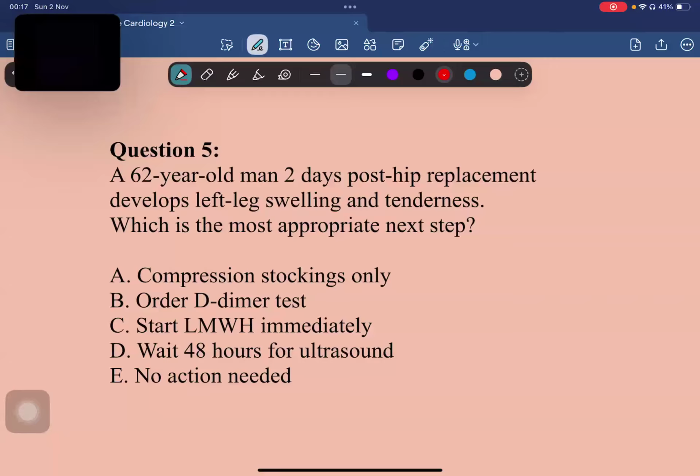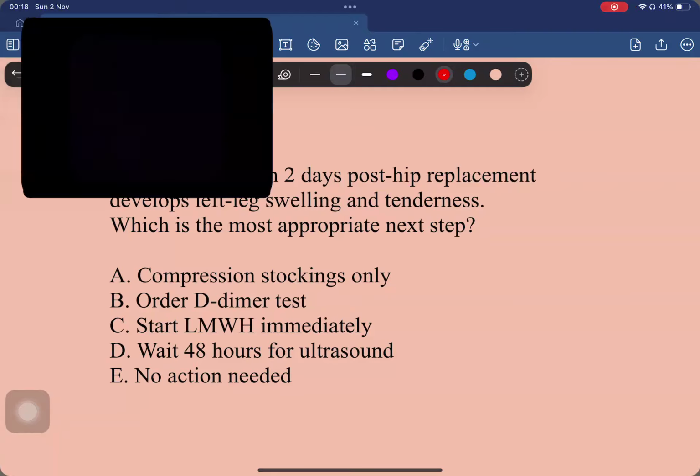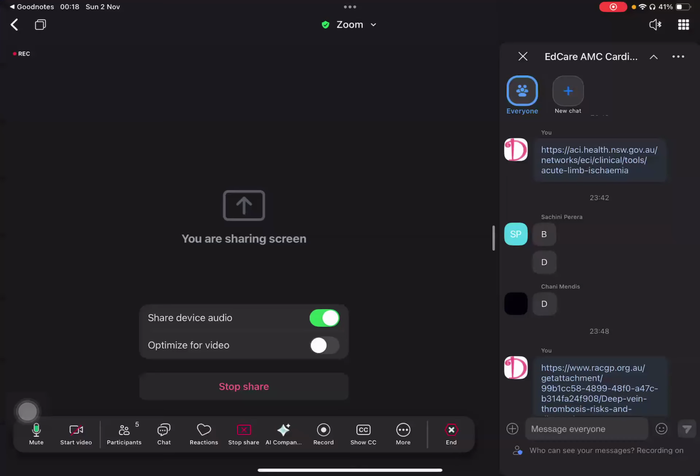This is the thing about trying to do recalls, unlike Amboss questions and AMC handbook ones. Most of the questions I took from recalls, just to give an idea of what sort of questions you all get in AMC. Recalls are recalled by candidates, so they're not very complete, but this is basically the idea of what the question must have asked. So a 62-year-old man, 2 days post hip replacement, develops left leg swelling and tenderness. Which is the most appropriate next step? Any answers?